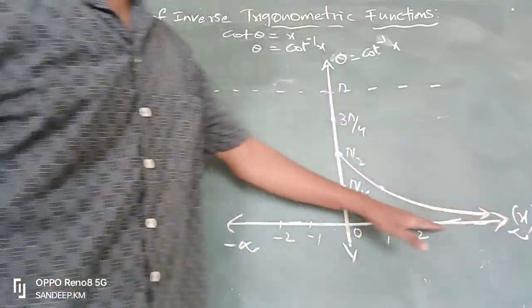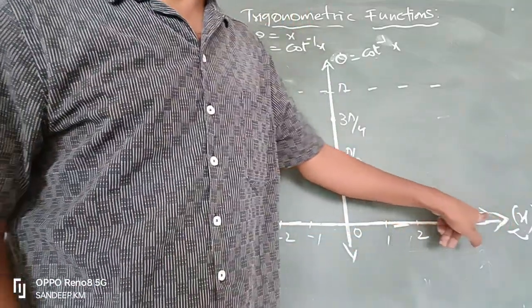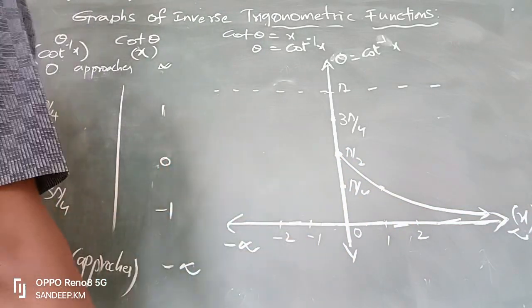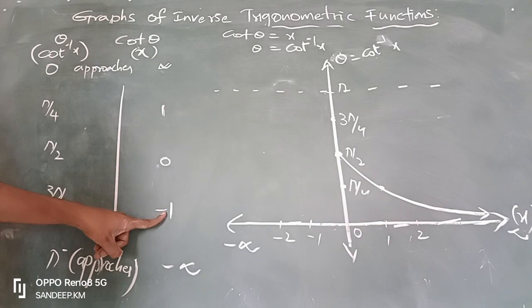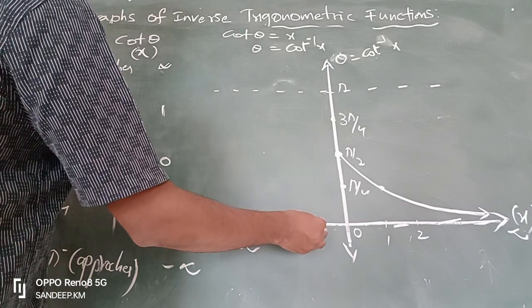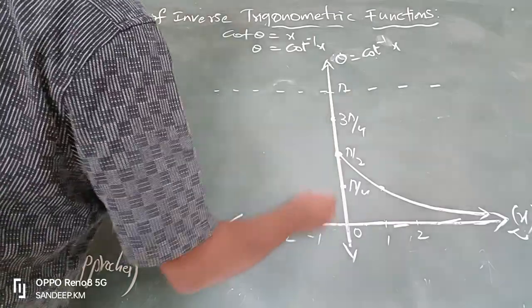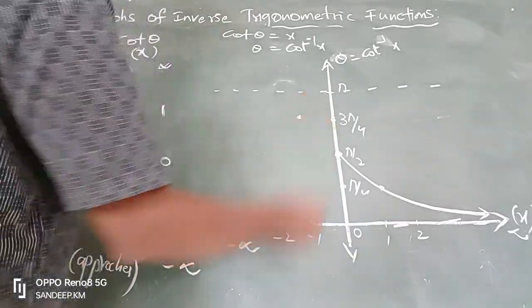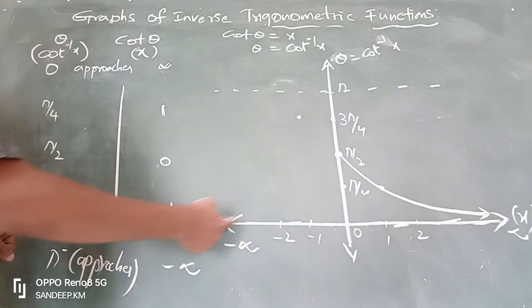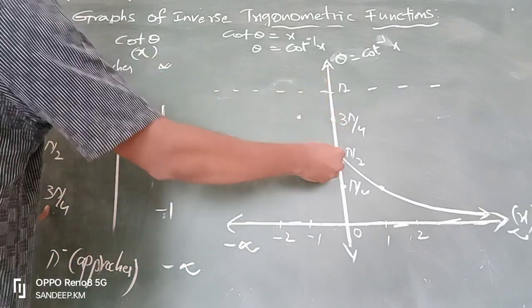As input approaches plus infinity, the output is approaching 0. Similarly, when input is minus 1, cot inverse x is 3 pi by 4. Then when input approaches minus infinity, the output also approaches pi.